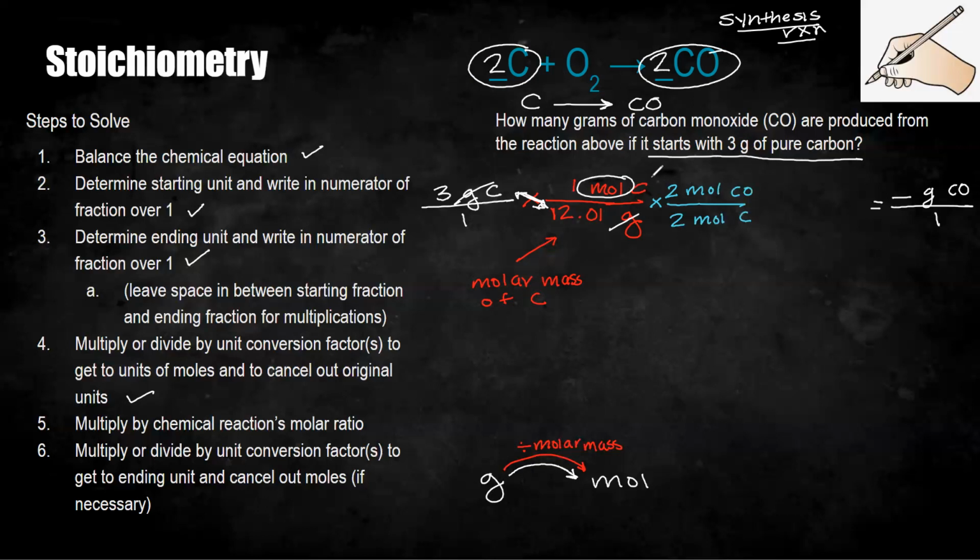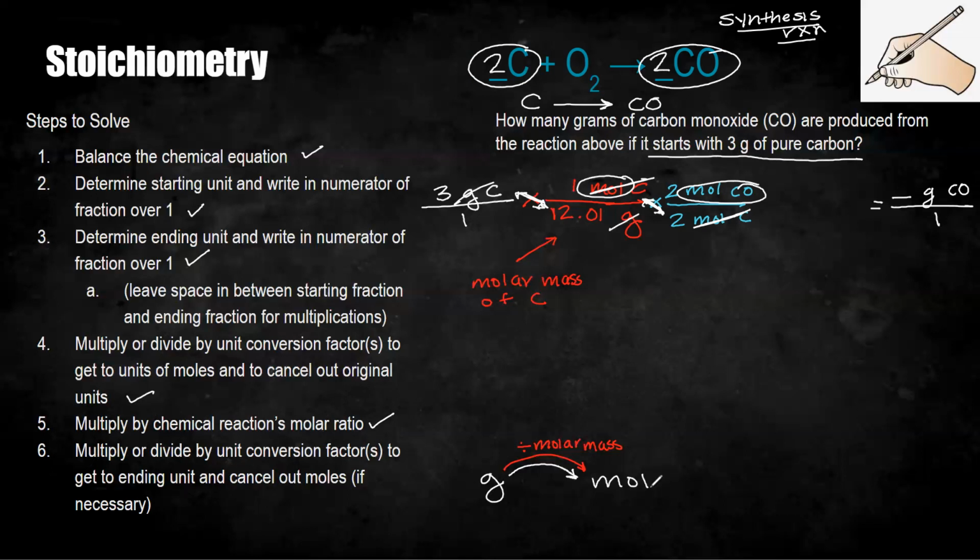And notice how I also want to match up the elements so that they are matching up across that diagonal. So I can actually cancel those out as well. So now I have moved from moles of carbon, or just pure carbon here, right? Again, look across the diagonal, make sure they line up. And I am in units of moles of carbon monoxide. So that is step number 5. Step number 6 is to multiply or divide by unit conversion factors to get to the ending units.